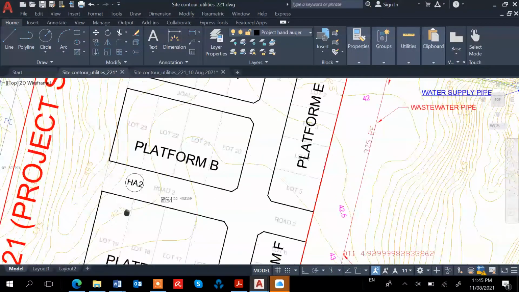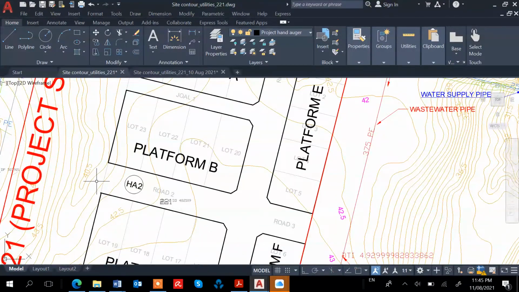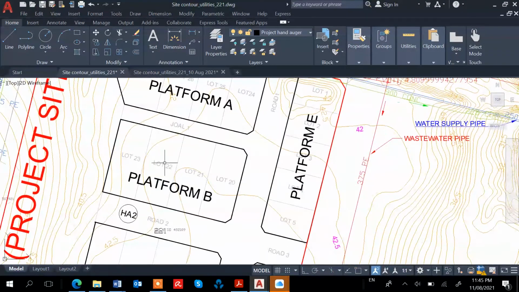And similarly, this part is a depression or valley here, 40.5. And then if we have platform level here, for example, 42.5, 43. If 43, we will maintain 43. Then this part here, 43, there'll be a drop of about 3 meters.